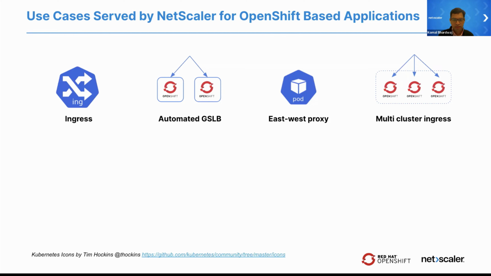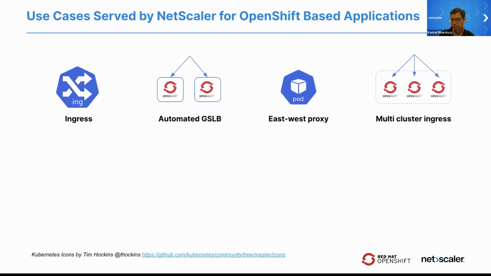The third use case is East-West proxy, and this is an emerging use case where NetScaler CPX, and we'll talk about that as well in some time, is used to route the inter-microservices communication. So you have application A and application B in an OpenShift cluster. You want to do mutual TLS between these two. You want to do authentication. You want to do rate limiting between these two applications so that there is no internal DDoS. So NetScaler CPX can be used to do all this traffic management.